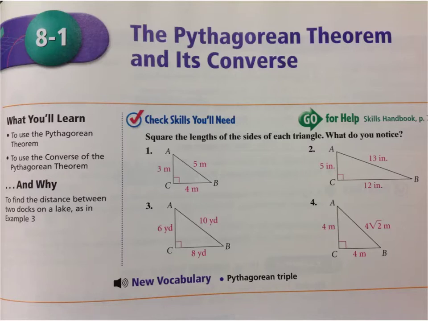In this lesson we're going to use the Pythagorean Theorem and the converse of the Pythagorean Theorem. And we're going to try to find the distance between two docks on a lake.